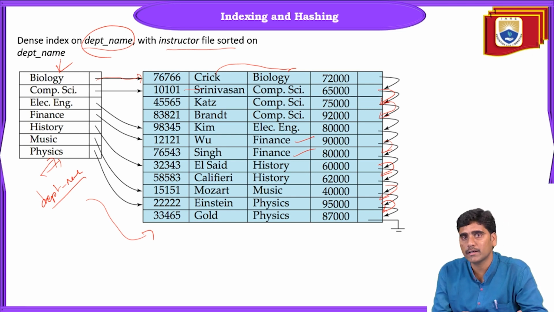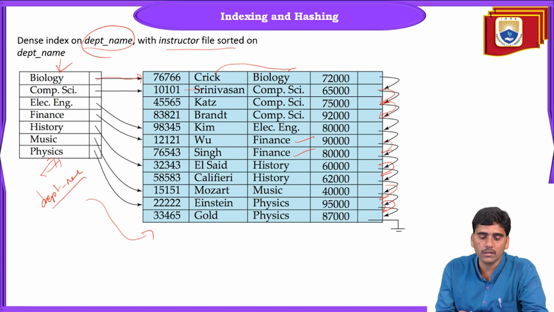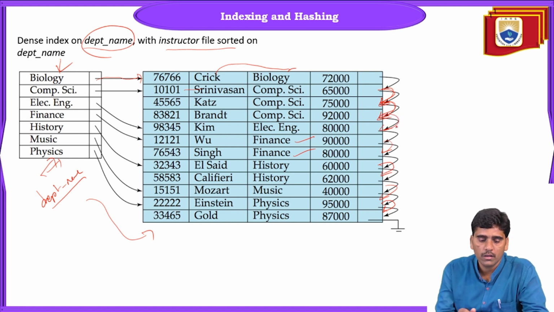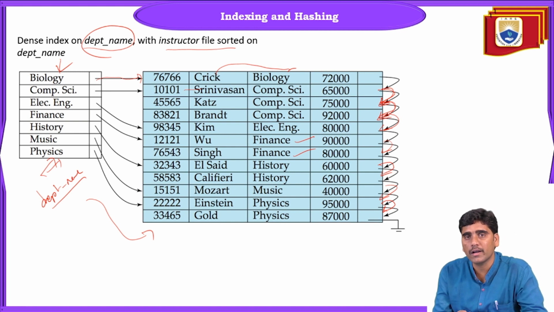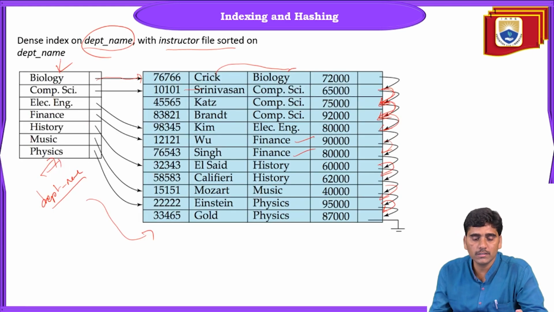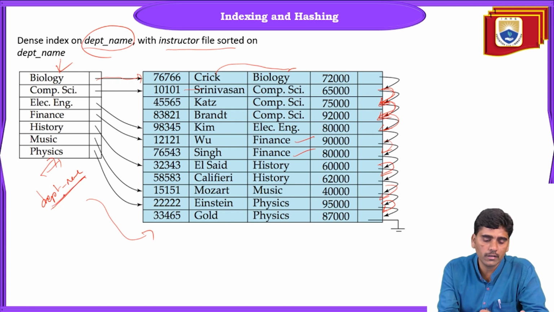So department name will be acting as an index ID. Based on this index ID, how many are teaching biology, how many are teaching computer science, that will point to the next instructor information. Once the department names are acting as search key values, then in the previous slides, search keys were instructor IDs. But in this case, what are the search keys? Department names.